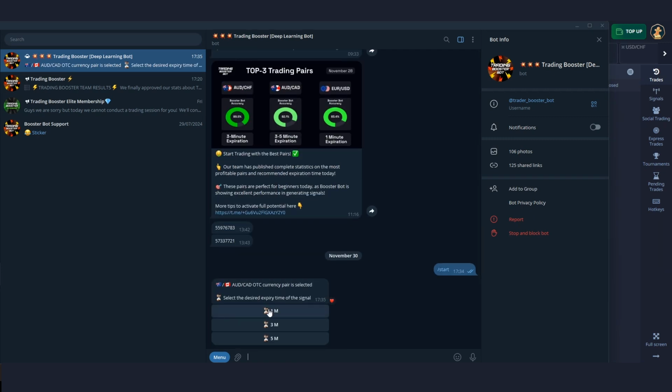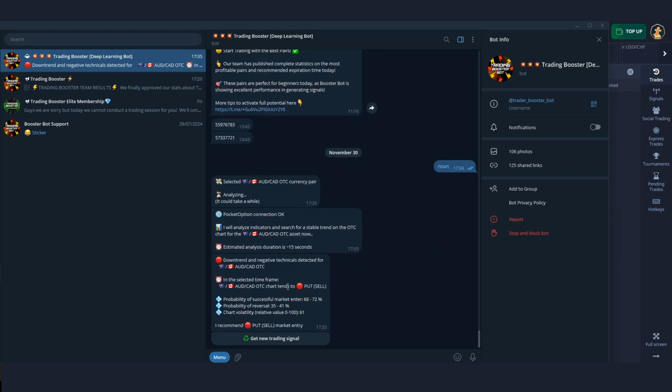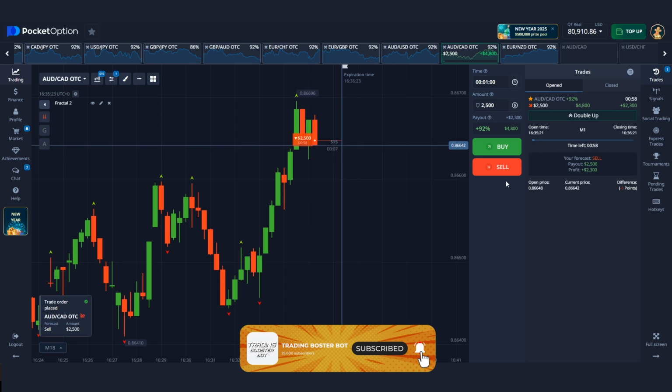I choose Australian and Canadian dollars. The time to trade is 1 minute. I get a sell signal with a percentage on a successful trade of 68 to 72. And right from here, I open a sell trade.